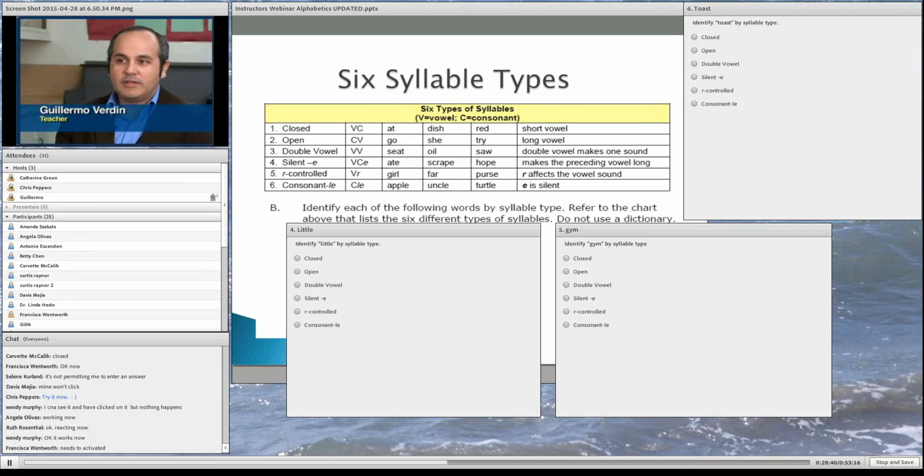Identify the word parts that match the syllable types. Great, I'll give you a couple more seconds. You guys are doing a great job. Angela, you have a question? Okay, great. While I wait for the polls to finish, Angela has a question.